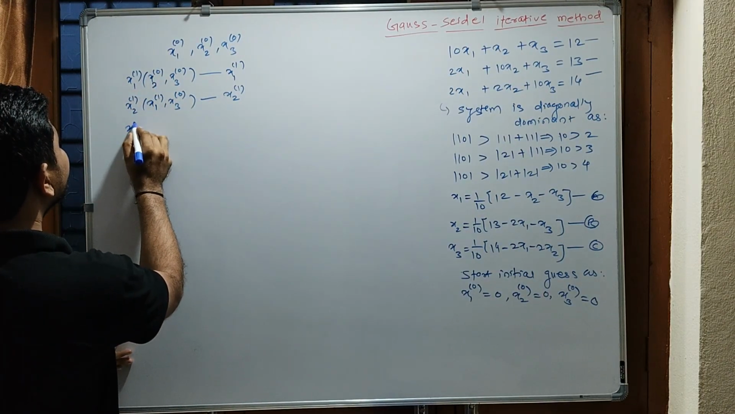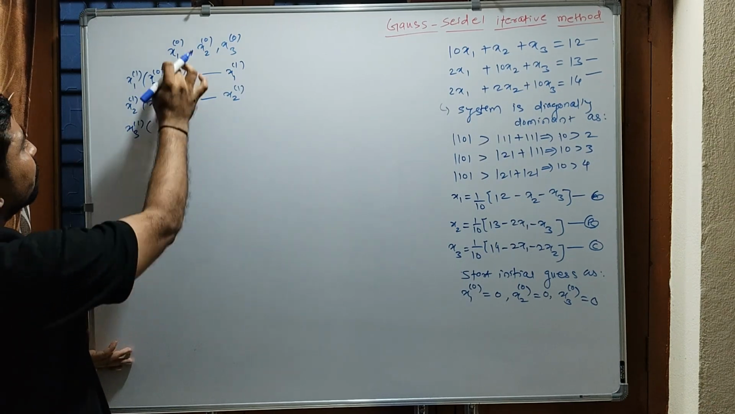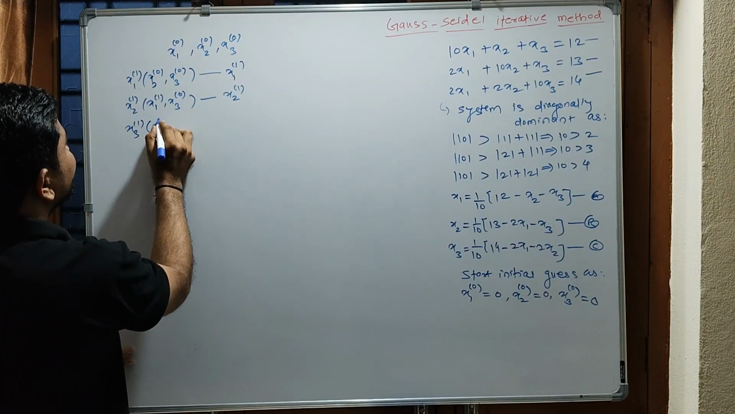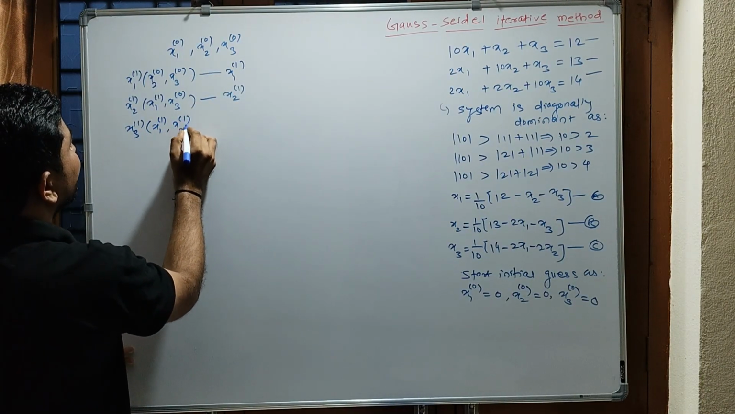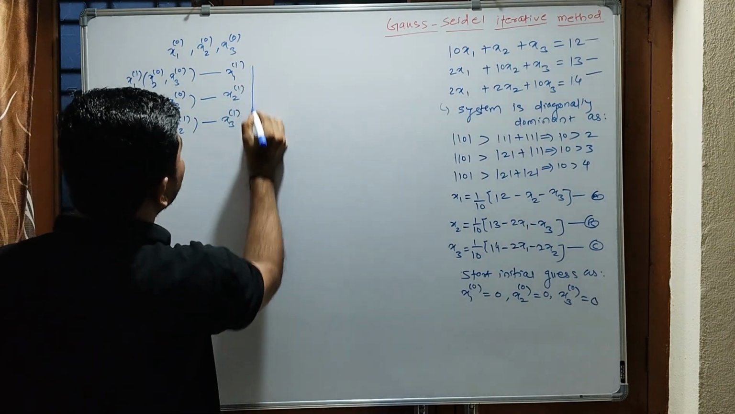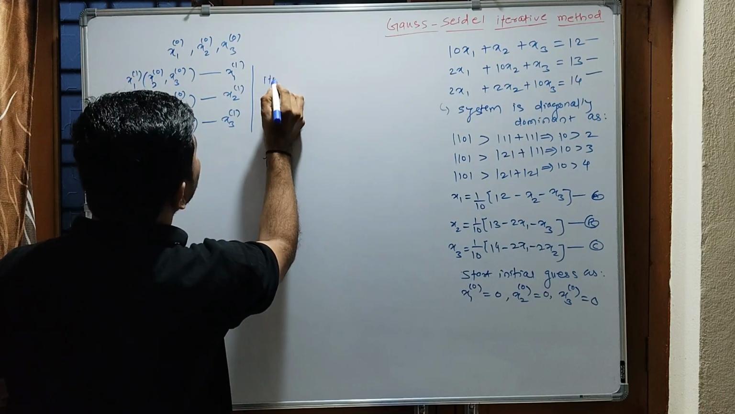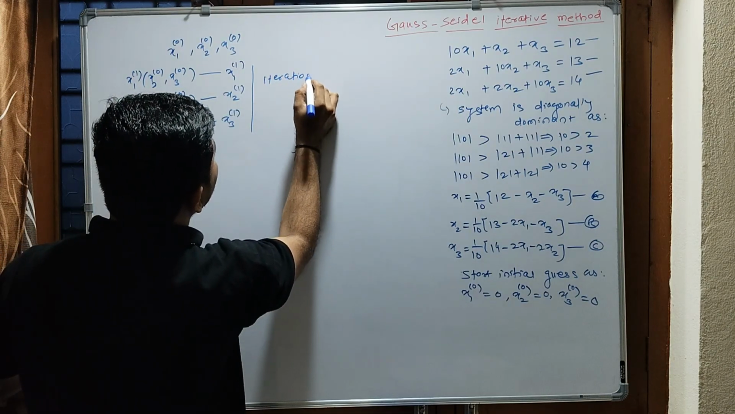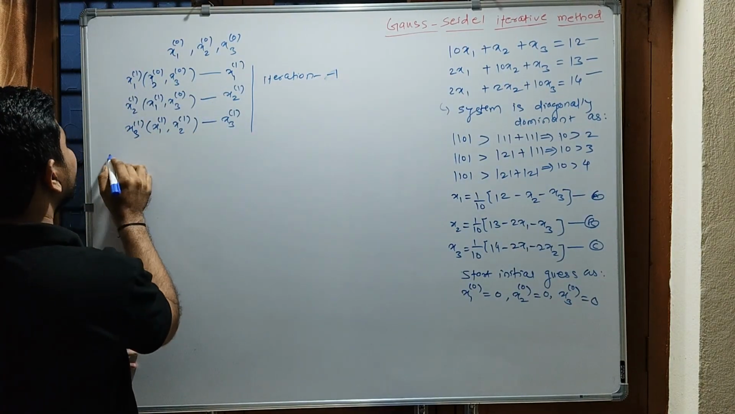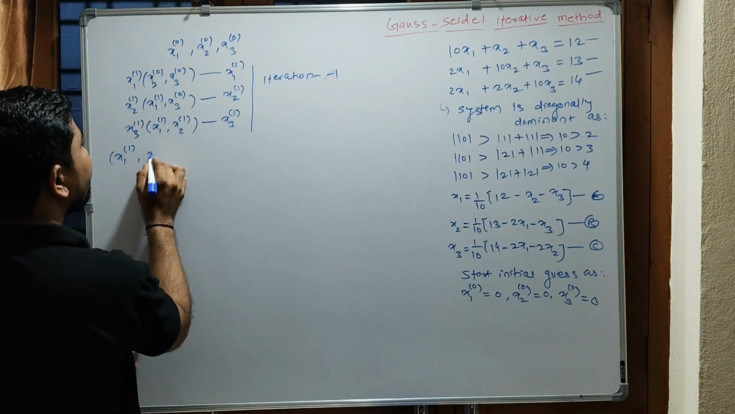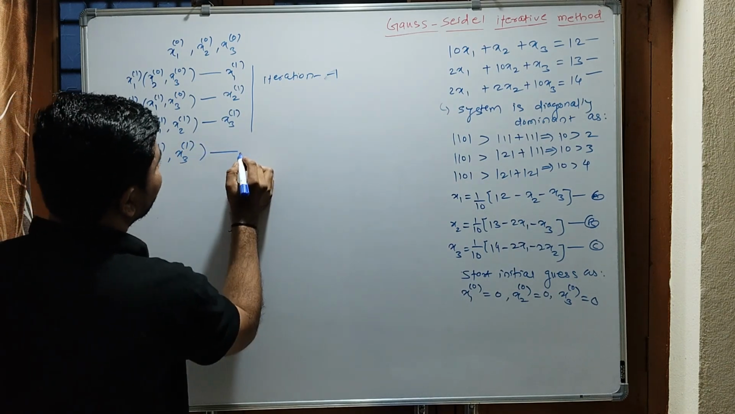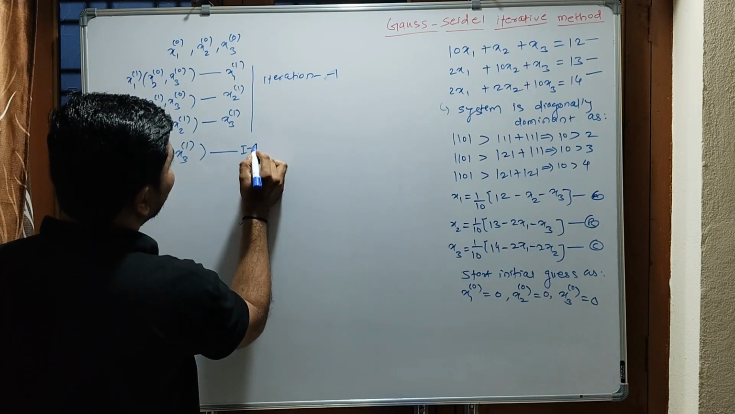Now I want to find x3 at 1. Instead of x1 at 0 and x2 at 0, here I am using x1 at 1 and x2 at 1. So this is my x3 at 1. Combined, x1 at 1, x2 at 1 and x3 at 1 is my iteration 1.